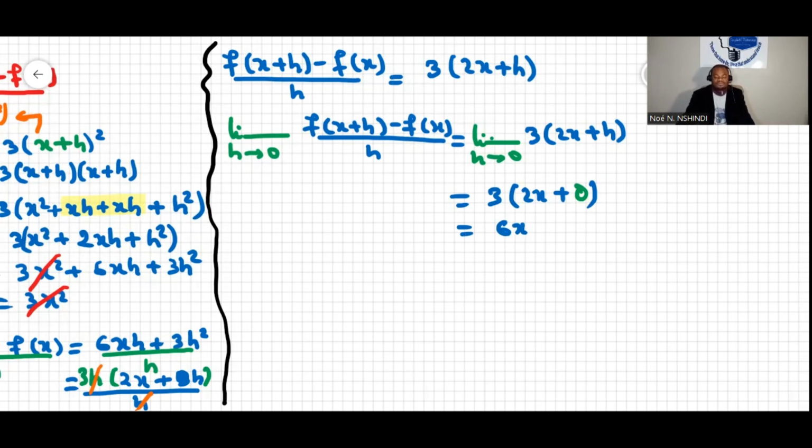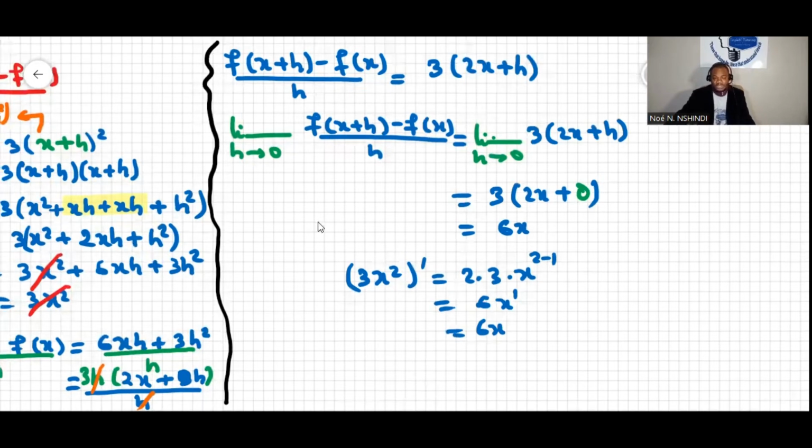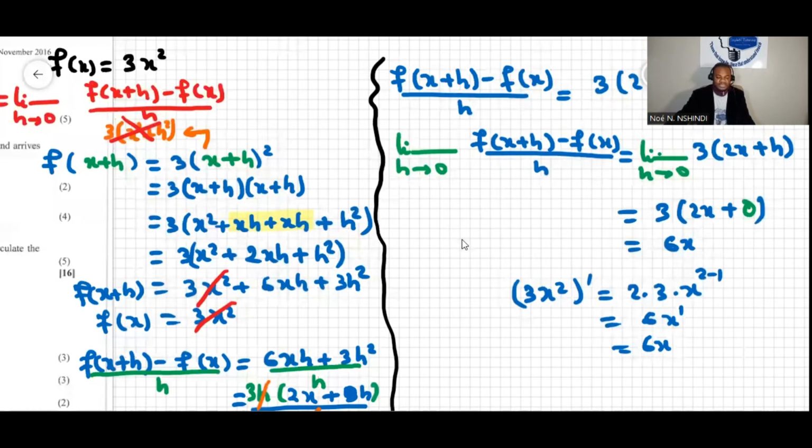Now if you do the derivative easily, we can check that the derivative of 3x squared is just equal to 2 times 3 times x to the power of 2 minus 1, and this is 6x to the power of 1, which is just 6x. Okay, this is from a long time ago, before they created the rules of differentiation. People were doing this, using limits to find the derivative.